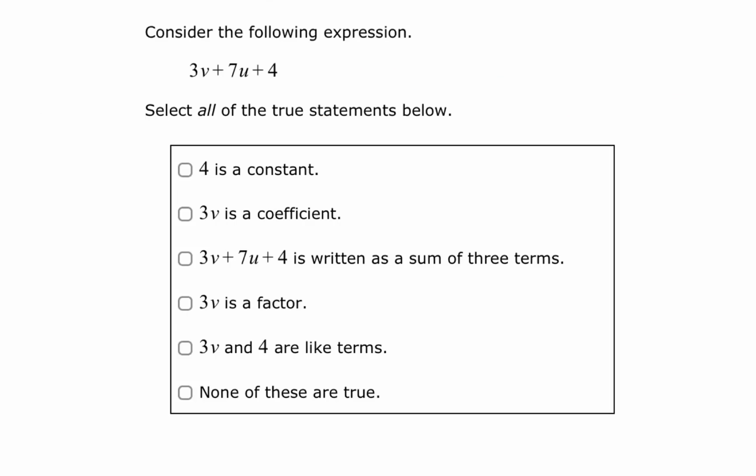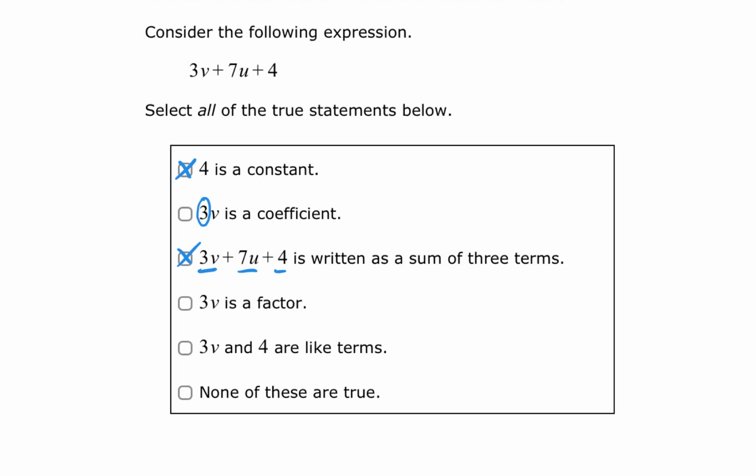Here are some examples. So we're looking at this expression, 3v plus 7u plus 4. We're selecting all of the statements that are true. So the first thing we need to ask ourselves is, is 4 a constant? Yes, it is. 3v is a coefficient? No, 3v is not a coefficient. 3 would be the coefficient. V is a variable. Then it says 3v plus 7u plus 4 is written as a sum of 3 terms. This is a term, this is a term, this is a term. So yes, 3 terms.